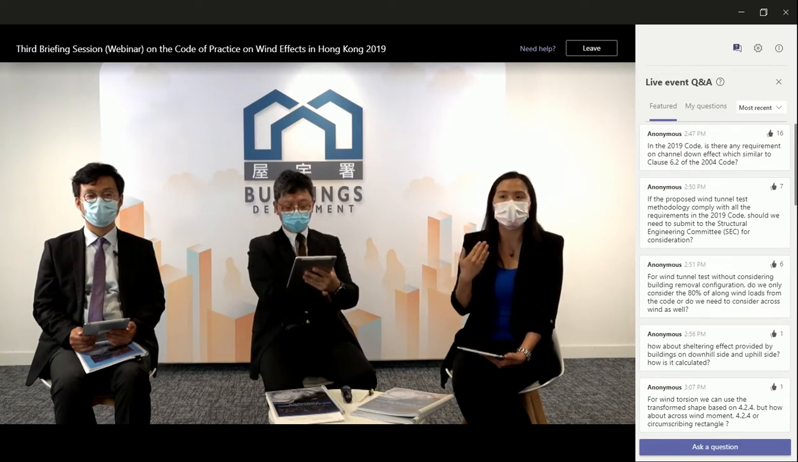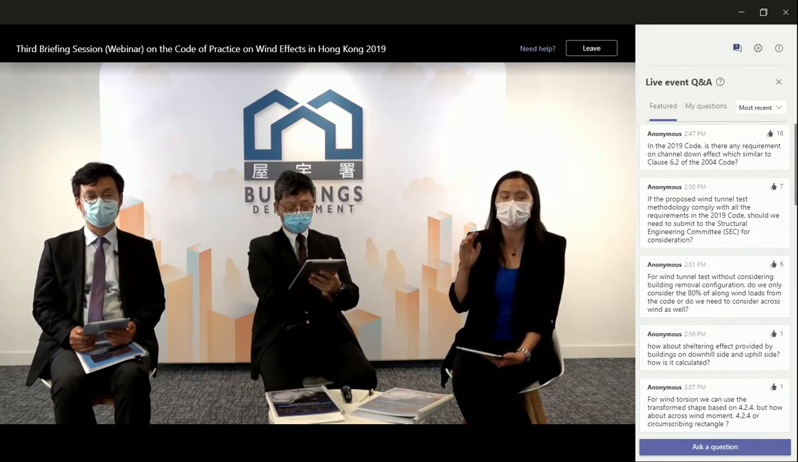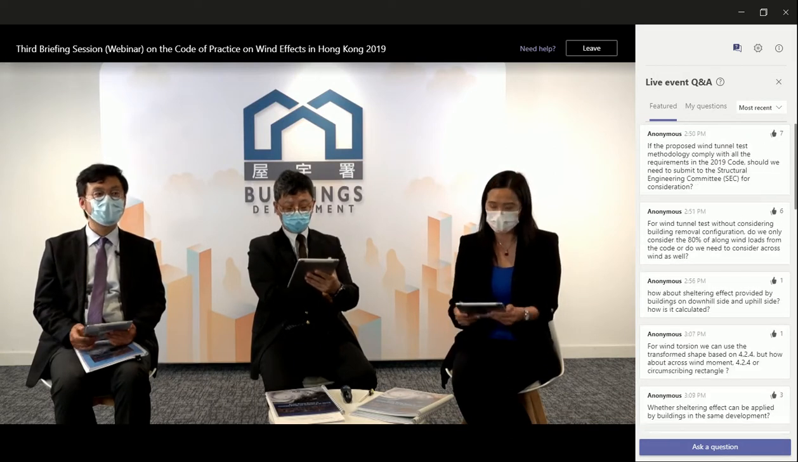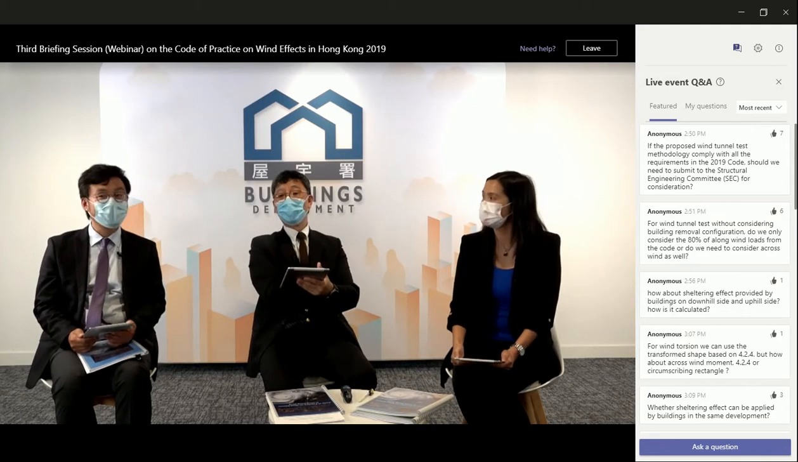If the tower is set back from the podium, you can use the podium height for the facade of the podium. And then for the facade of the tower, remember to use the tower building height at the top for the design. Yeah, and I want to follow up on what was mentioned.